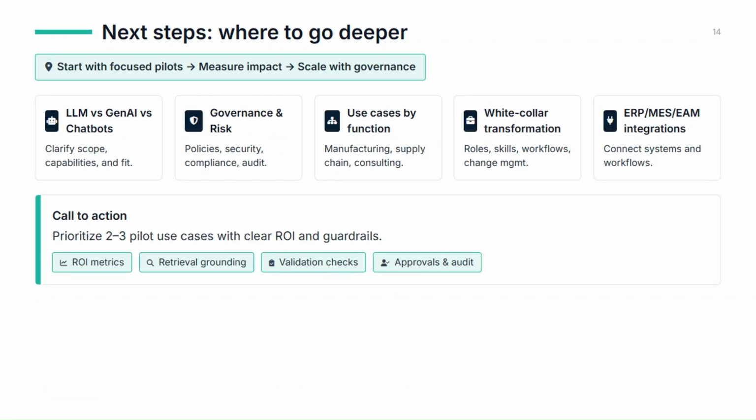As a next step, the smartest way forward is disciplined experimentation. Start with two or three focused use cases. Define clear ROI. Apply governance early in your process. Measure impact. Then scale responsibly. This is how organizations turn LLMs from curiosity into a capability.